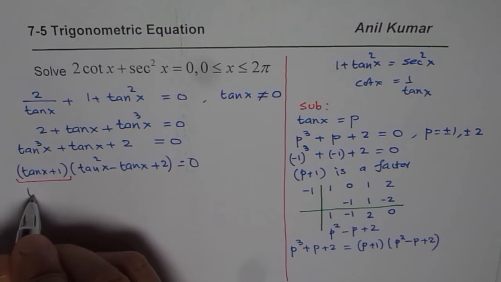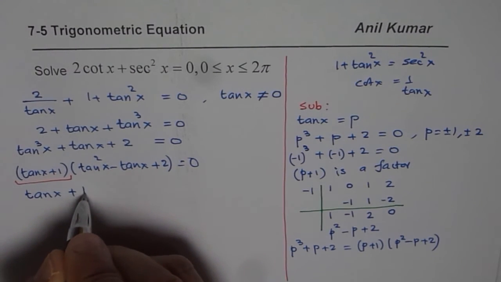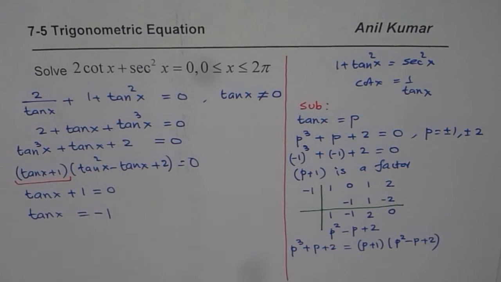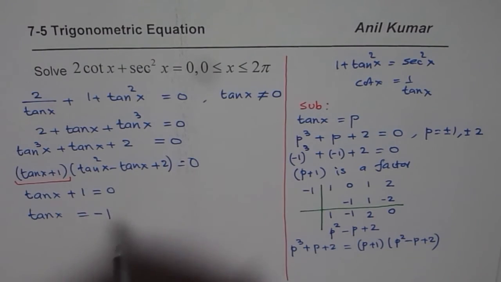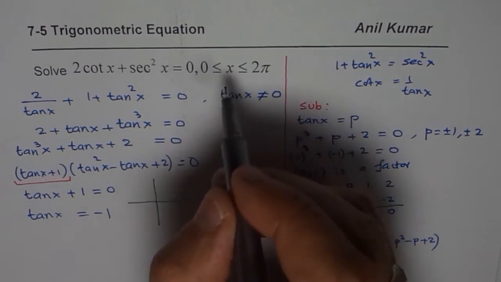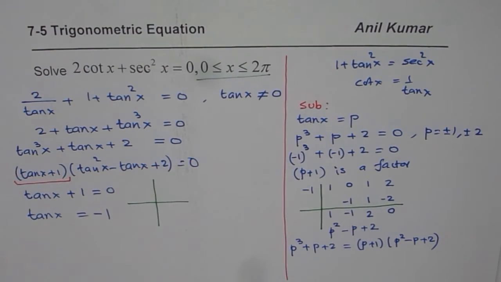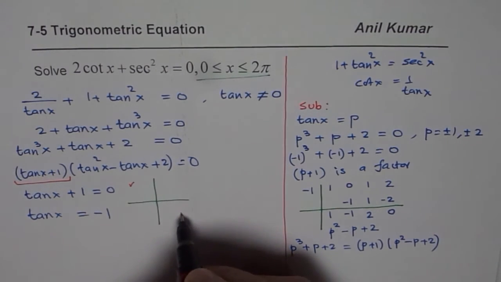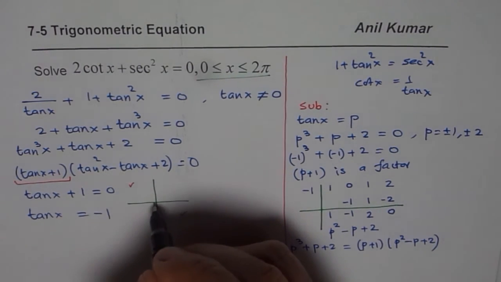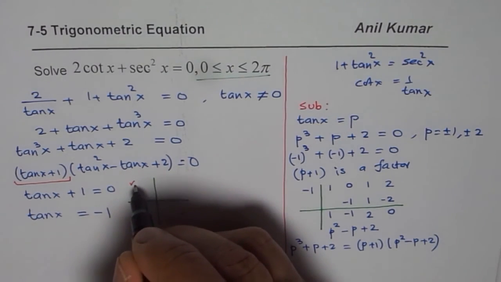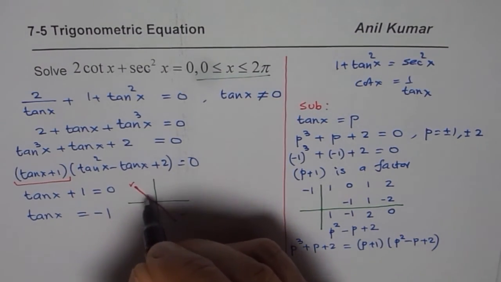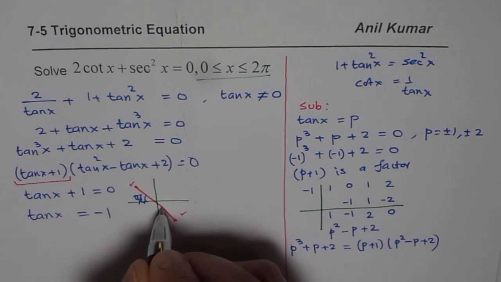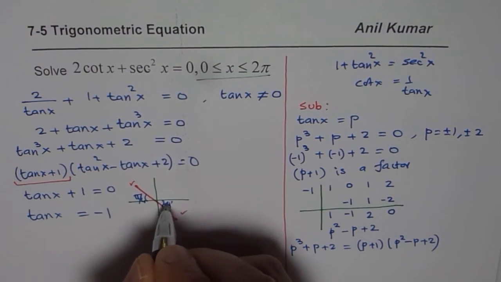So we can write this as tan x plus 1 equals to 0, or tan x equals to minus 1. Now, when is tan x minus 1? So, we are given this domain, 0 to 2 pi. So, within 0 to 2 pi, we know tan x is negative if you are in quadrant 2 or quadrant 4, and the value is 1 for pi by 4 acute angle, right? So, the acute angle is pi by 4.